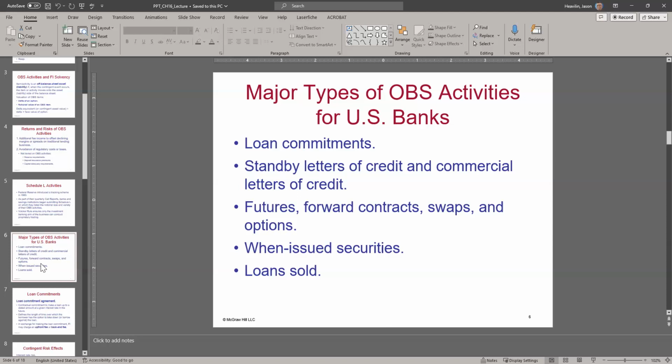Futures, forward contracts, swaps, and options, as we mentioned before. These are used to lower risk on future price changes or hedging positions in many different ways. When-issued securities, roughly defined, means I'm going to sell you shares now, but you don't get them until they get issued. Let's say a new issue is coming out. You can sell them now like a pre-sale, and you'll get them when they are issued. Loans sold. Just like it sounds, companies may originate a loan and then sell it to another company.